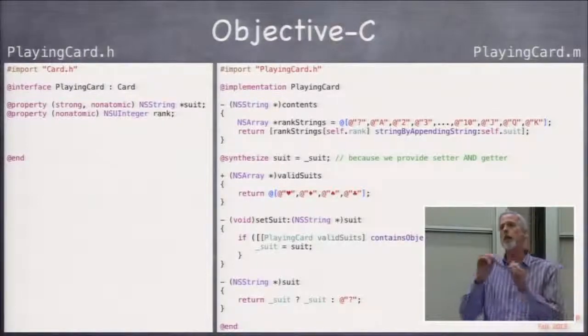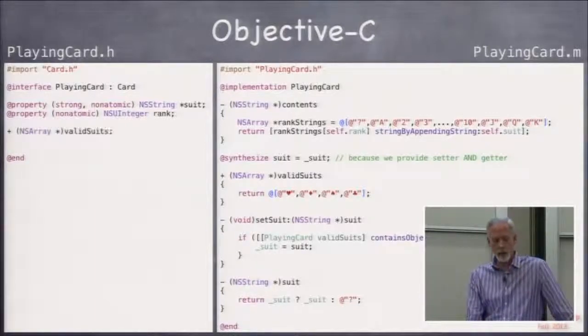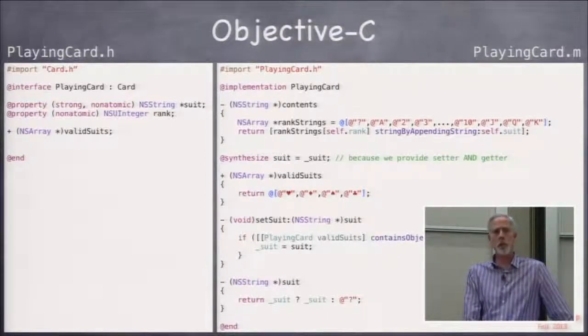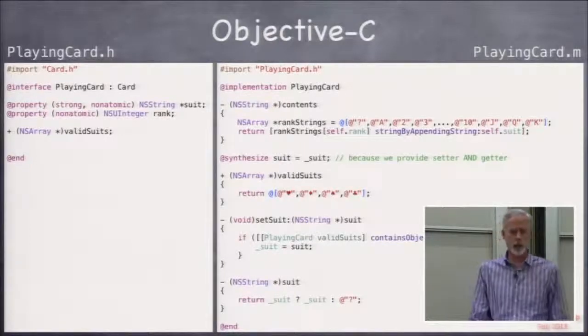And we'll talk about the difference of when do we create something with a class method versus alloc init. We'll talk about that soon. I'm also going to make valid suits public, and that way people who are using my playing card know what the valid suits are. And all I need to do is put it in the header file. Boom, it's public now. Okay?